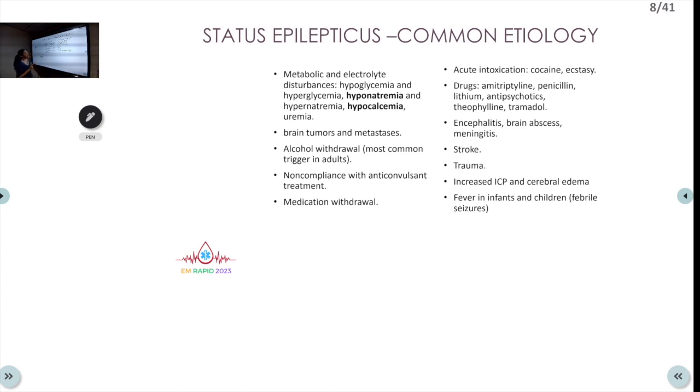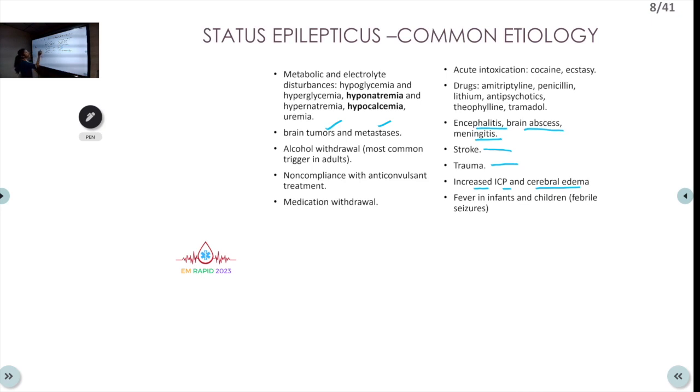Okay, so what are the common etiologies for status epilepticus in adults? Either it can be a neurological problem like a brain tumor, metastasis, or infections like encephalitis, meningitis, brain abscess, or it can be because of stroke, or trauma, or something that causes elevated ICP and cerebral edema. So these are the neurological causes.